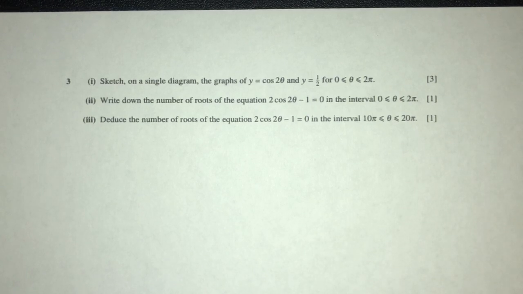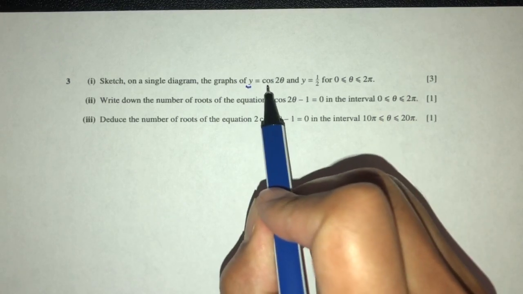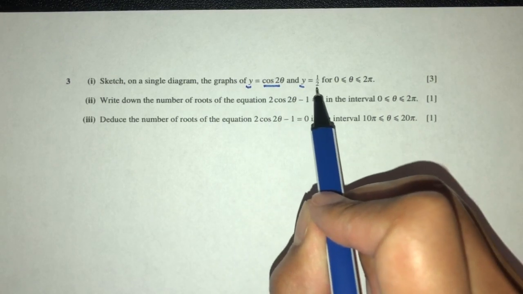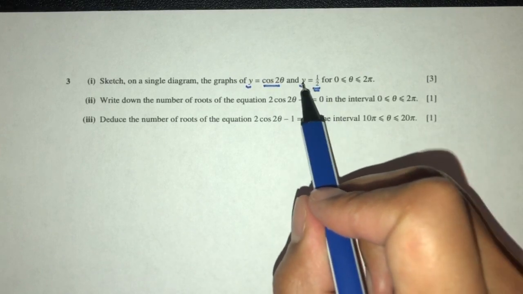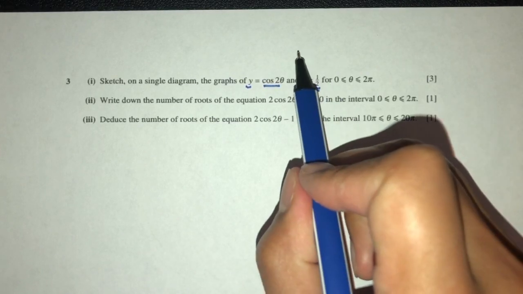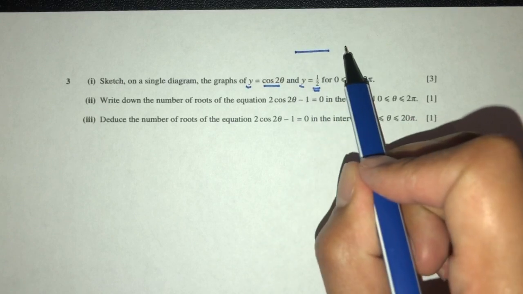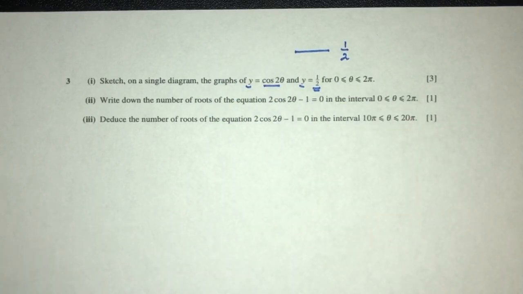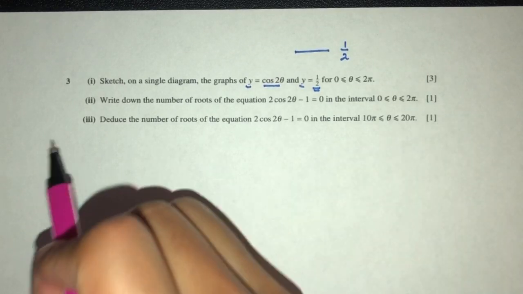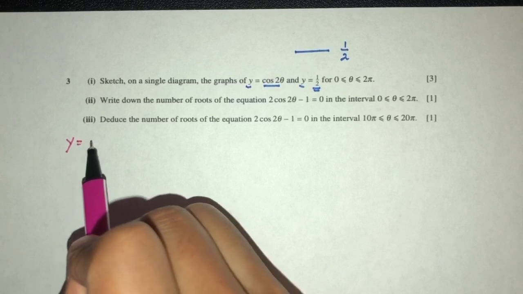Let's move on to the next question. So part 1, we have to sketch on a single diagram the graph of cos y equal to cos 2 theta and y equal to this one. This one is pretty easy. As we can see, y equal to a constant value is just a horizontal line at the value of y equal to half. And this is your curve cos y equal to cos 2 theta. Now one by one, obviously, y equal to cos 2 theta.